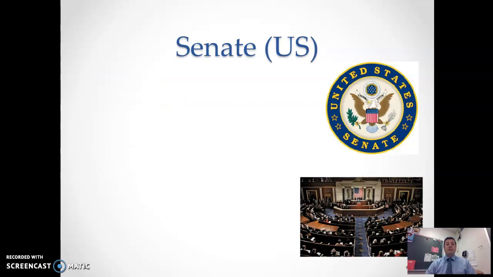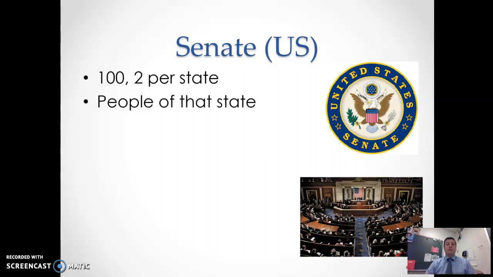The Senate of the United States is known as the upper house of Congress, of the legislative branch. 100 senators, 2 per state, 50 states. Duh, math is hard. People of that state are who vote the senators into office. And those senators serve for 6 years. So there are less of them than, as we'll see, in the House of Representatives, and they serve for a longer amount of time, which means more power, hence the upper house.